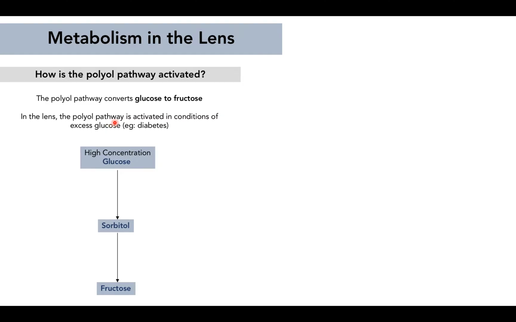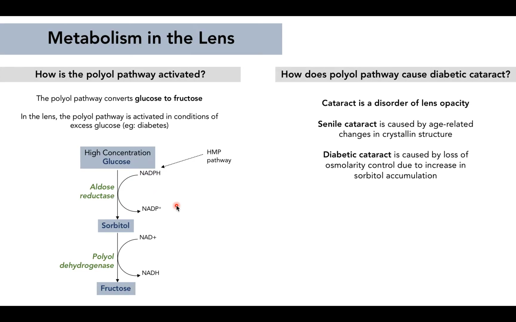So what happens is that the glucose in the lens will be converted first into sorbitol. This requires the work of an enzyme called aldose reductase. And the sorbitol is then converted into fructose by polyol dehydrogenase. Now, this is the basis of a disease that we know as diabetic cataract. So how does the polyol pathway cause diabetic cataract?